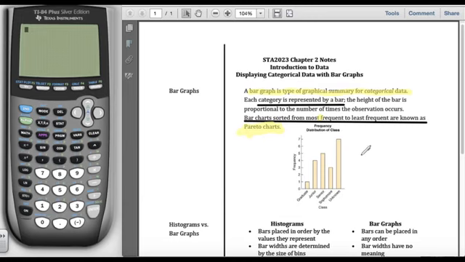A Pareto chart will end up looking like this every time. It looks like it's skewed to the right, but it's not. We'll talk about why in this next section.